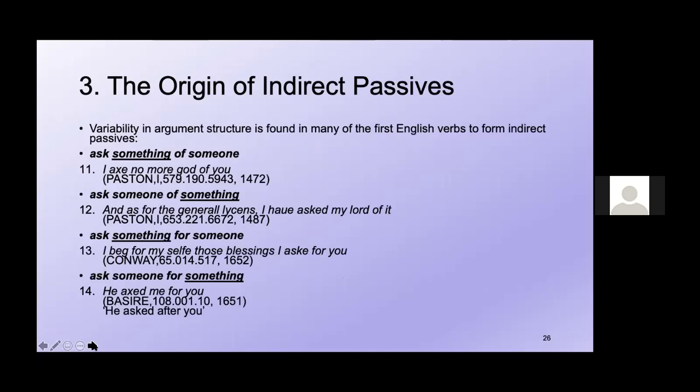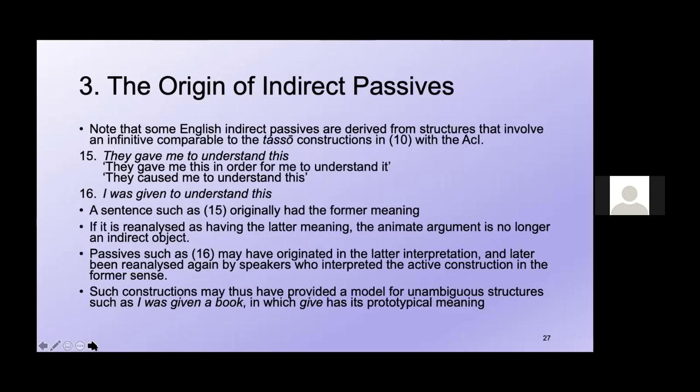And likewise, in English, we see considerable variability in argument structure in many of the first English verbs to form indirect passives, such as ask. It's possible to ask something of someone, ask someone of something, ask something for someone, or ask someone for something. And some of the English indirect passives are, as we mentioned, derived from structures that are potentially opaque in the same way as the tasso constructions.